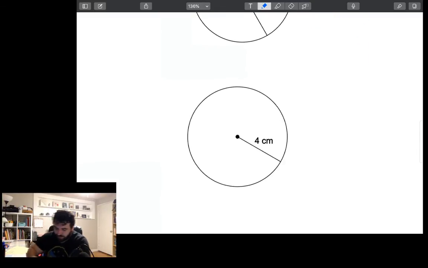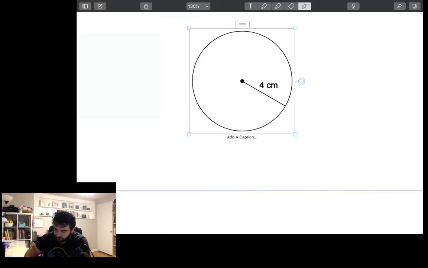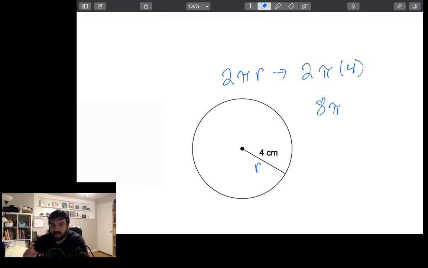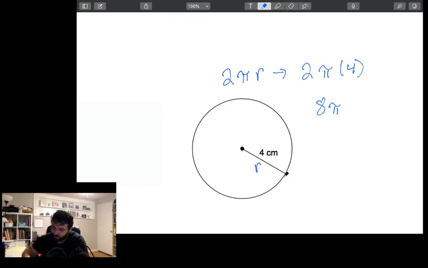And one more just for the sake of consistency. I've got 4 centimeters as my radius here. We'll use our circumference formula, which is 2 times pi times the radius, and 4 is our radius. So this becomes 2 times pi times 4. So 8 pi. It may simplify to that. We've seen this a little bit in our trig stuff coming through where we don't necessarily simplify all of our irrational numbers, but 8 pi is 25.13, so 25.1.